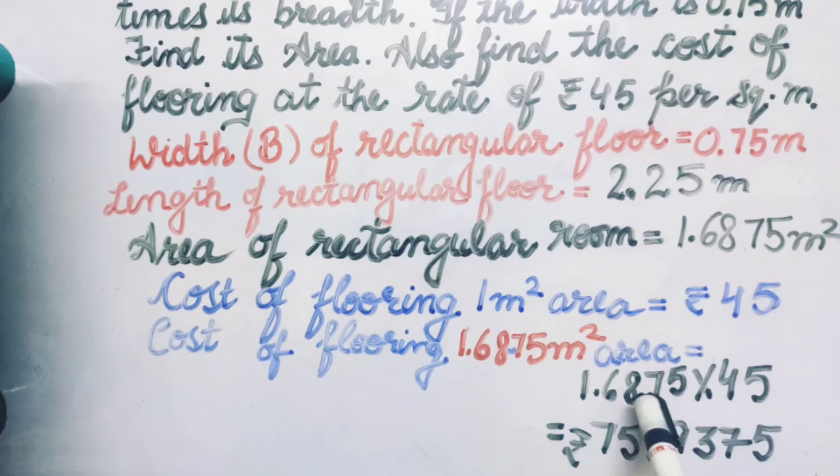Students, I always tell you, while doing the multiplication, just ignore the decimal. When you multiply these two numbers, you will get the answer 7,59,375. Now check, in the number after how many digits is the dot? 1, 2, 3, 4. So in the answer also after 4 digits we will put the dot. So my answer is rupees 75.9375.